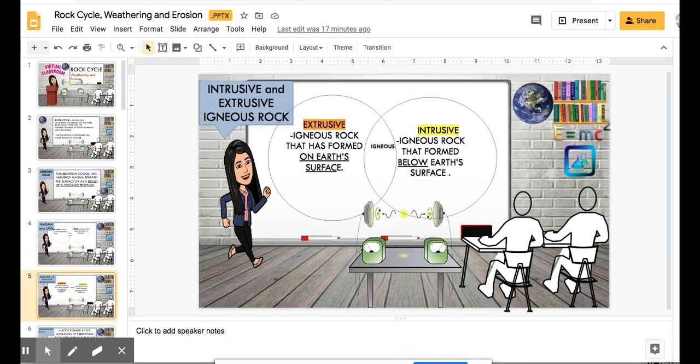There are two types of igneous rocks. You have intrusive and extrusive types. When we say extrusive igneous rock, those are rocks that have formed on Earth's surface. Intrusive igneous rocks are those that formed below the Earth's surface.